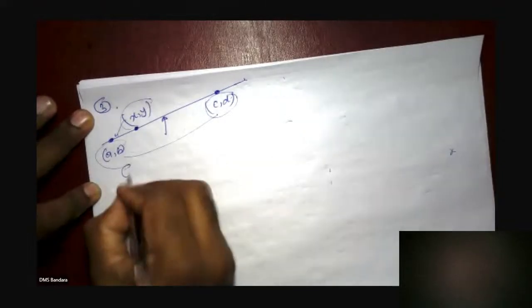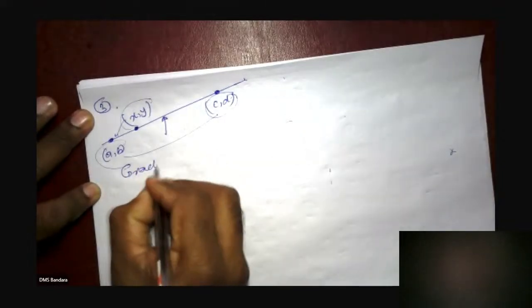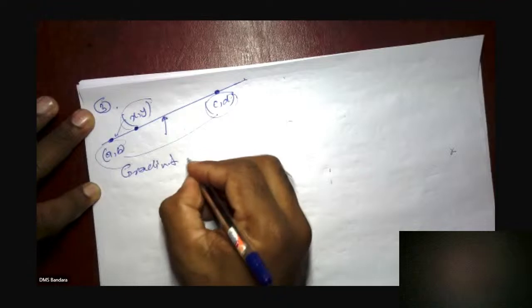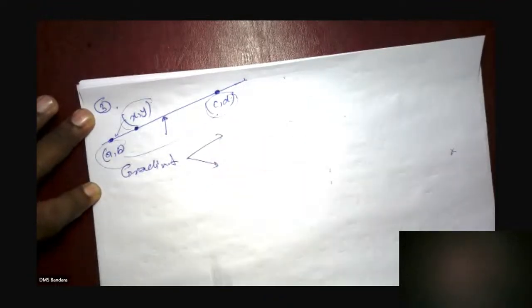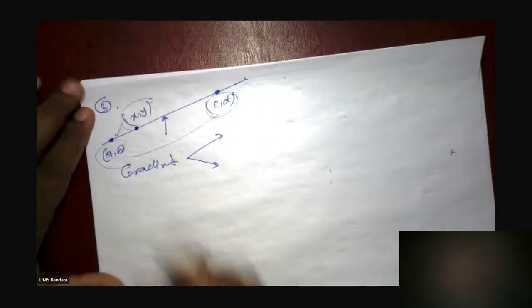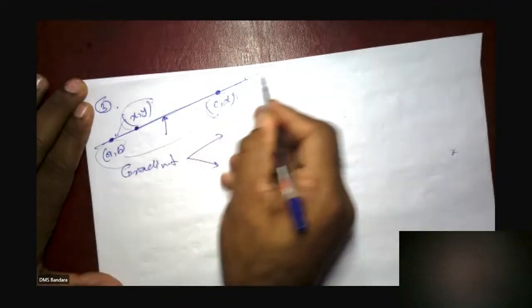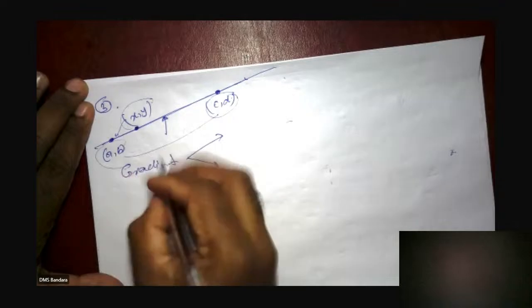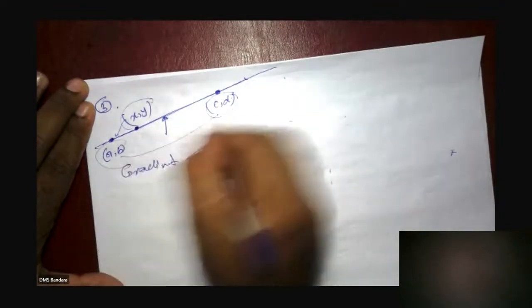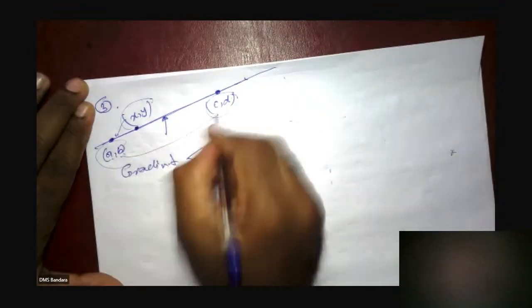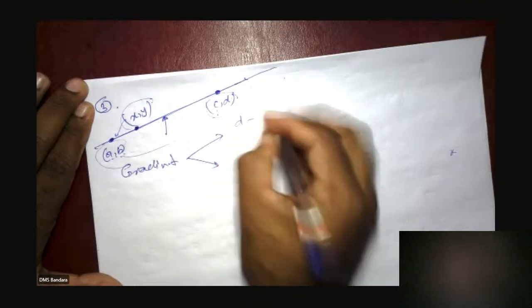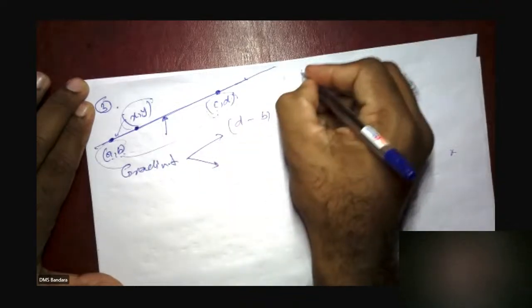And again, we can write the gradient by using x, y and one existing point. So we can find the gradient in 2 different ways. One important thing is that throughout this line, the gradient is the same. First we can find the gradient by using the known values. This A, B, C, D are the known values.